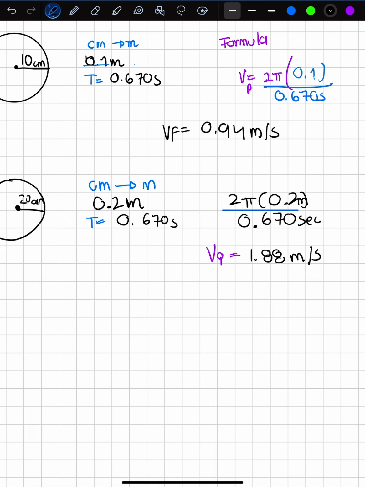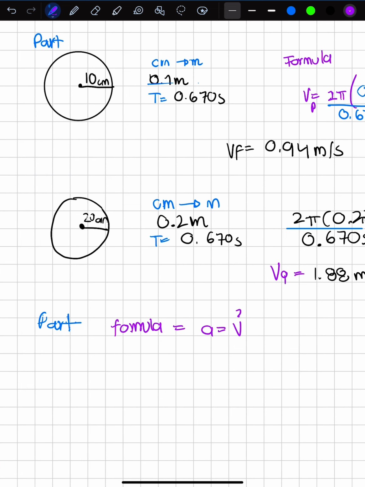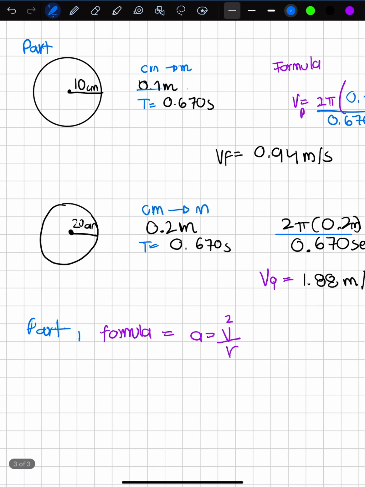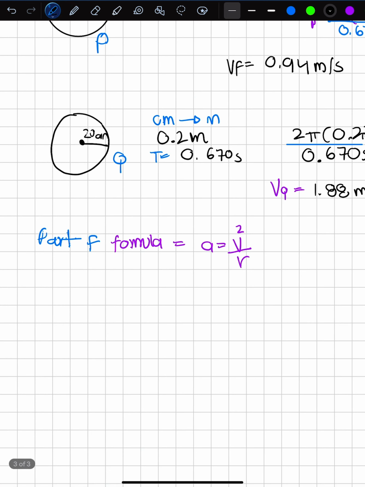For the next question, they're asking us to find the centripetal acceleration of point P. So for part F, let's write it down. They're asking us to find the centripetal acceleration. So we're just going to use the formula that we have previously used, which is this one, velocity squared over the radius. So let's plug that in for part F, and we're going to use our point P. This was P, and this was Q. Okay, so let's find P first.